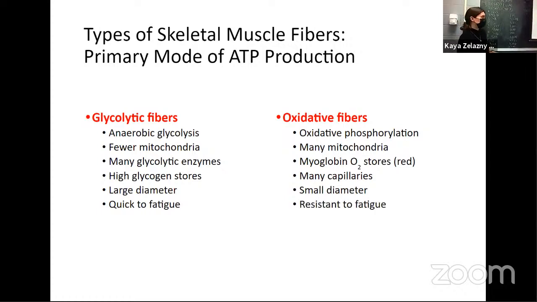Finally, these fibers are a little more resistant to fatigue than our glycolytic fibers are. We don't have that buildup of lactic acid here. So we can keep using those oxidative fibers for exercise, for contraction, for a longer time than our glycolytic fibers.